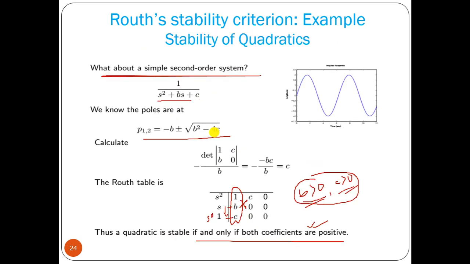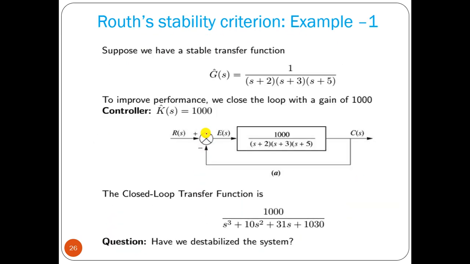For second order and third order, I have taken these two examples. Now let us solve one question. First example, and this is your G(s). This is a stable transfer function. You can see we have all the poles on the left half plane: s equal to minus 2, minus 3, minus 5.